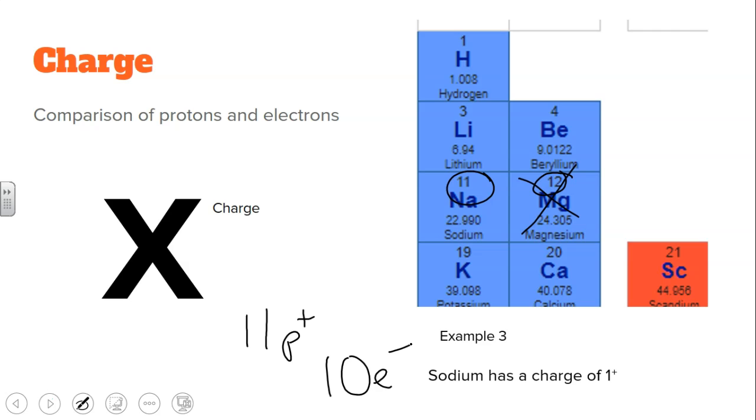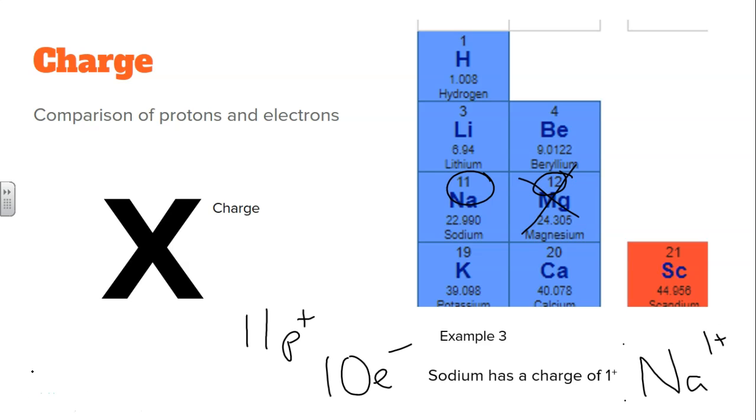If we're going to write this as a nuclide symbol, we would write Na with a 1+ up here. And of course there would be numbers down here and a number up there. But if we were going to write the charge, that's the way it would go in our nuclide symbol.